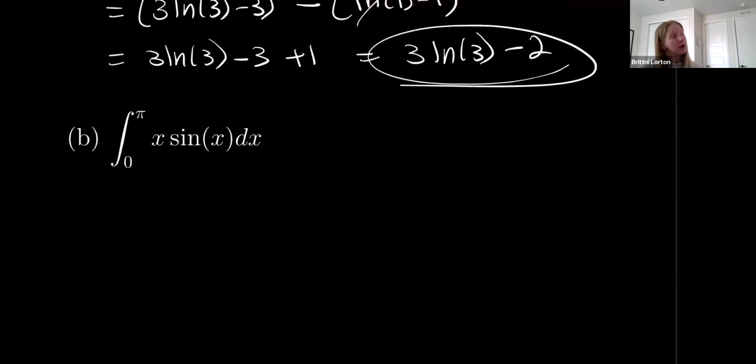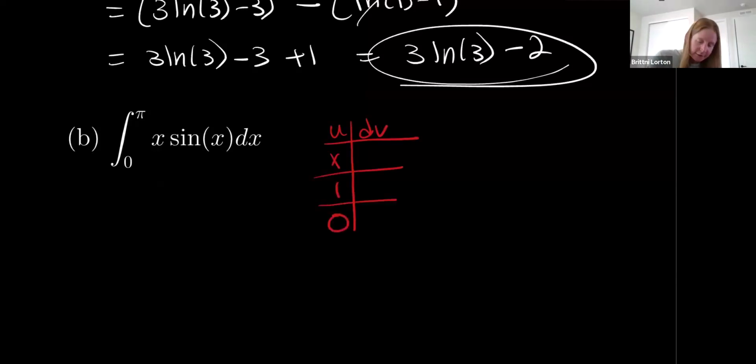I'm going to do LIATE. Do I have a log? No. Do I have an I? Is it inverse trig? No. Do I have an algebraic? I do. My algebraic is x, and x is something that its derivative will eventually go down to 0. So in fact, I get to do the tabular method. So if my u is x, then its derivative eventually went down to 0. And then you fill in the chart with antiderivatives. Don't forget that. The antiderivative of sine is negative cosine. The antiderivative of negative cosine is negative sine. And then I'm going to do the diagonal multiplication with the plus minus until I run out.